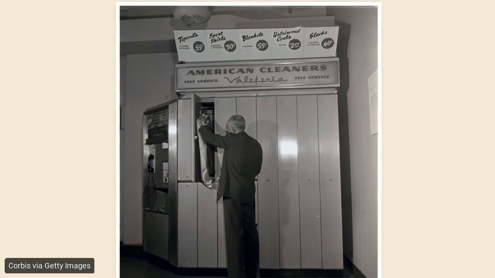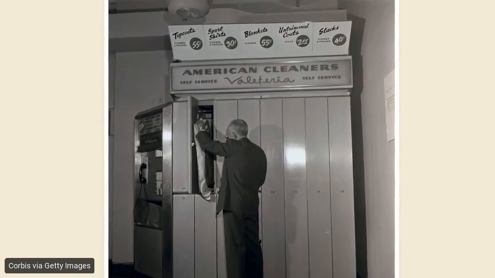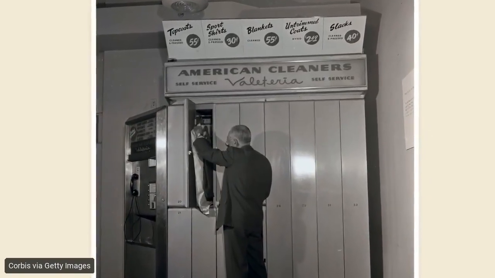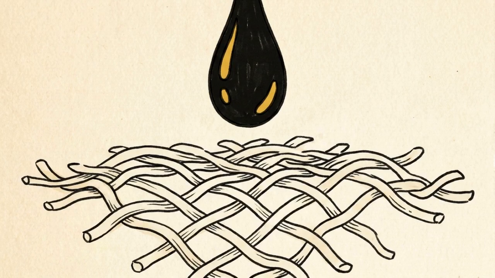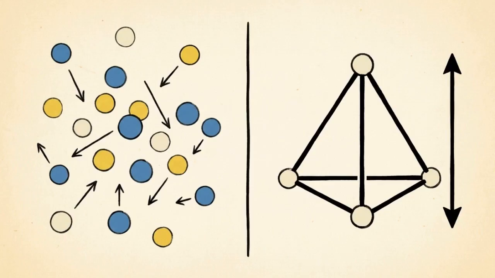Because it is completely apolar, carbon tetrachloride was used for decades as a dry cleaning solvent. It could dissolve apolar grease and oil stains from delicate fabrics without needing a single drop of water. To understand a molecule's behavior, you have to look past its ingredients. 3-dimensional symmetry is the ultimate tiebreaker.